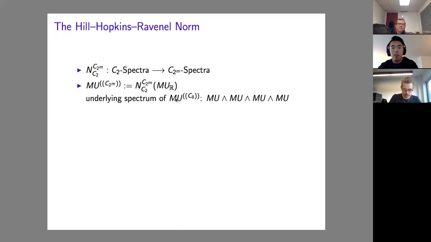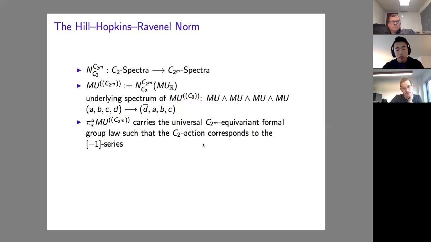Just as an example, if G is C8, then MU_{C8}, the underlying spectrum, is the smash product of 4 copies of MU. Very roughly speaking, if I imagine MU as a space, then the C8 action is sending the point A, B, C, D, sending A to here, B to here, C to here, and sending D all the way to the front, applied by this C2 action. Very roughly, that's what the norm functor is doing.